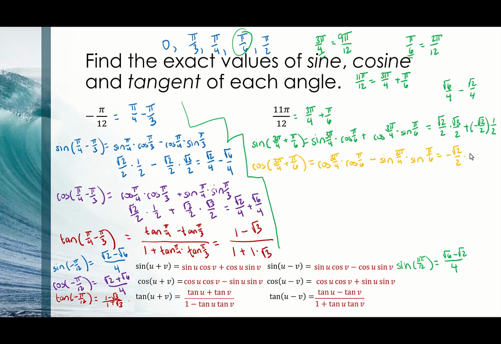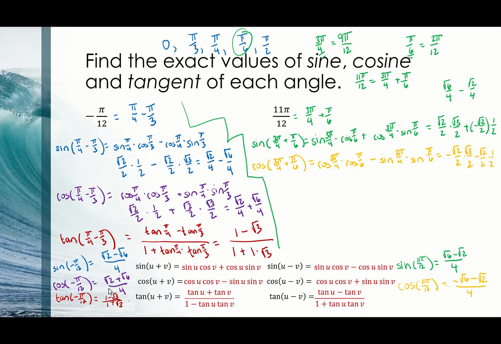Cosine of pi over 6 is root 3 over 2 minus sine of 3 pi over 4, we know is positive root 2 over 2 times sine of pi over 6, which is 1/2. And so I'm going to just try to squish it in down here. We're going to say cosine of 11 pi over 12 is equal to, we get negative root 6 minus root 2 all divided by 4.